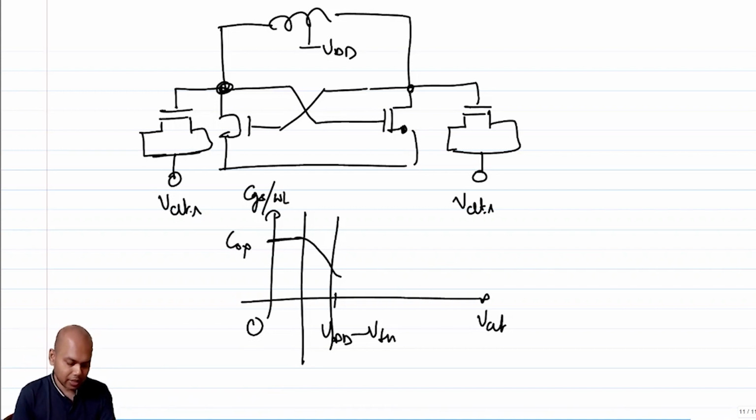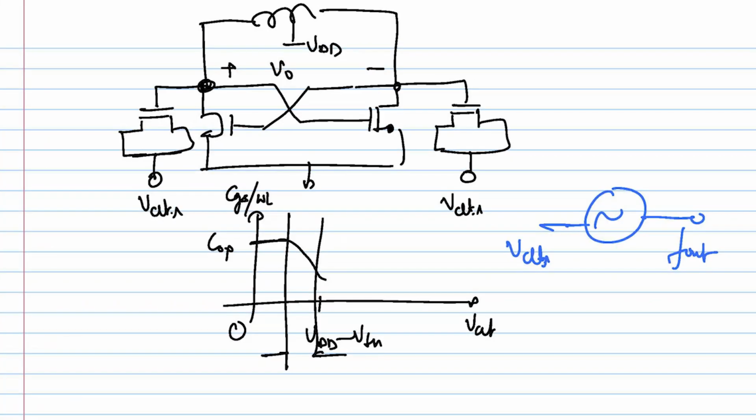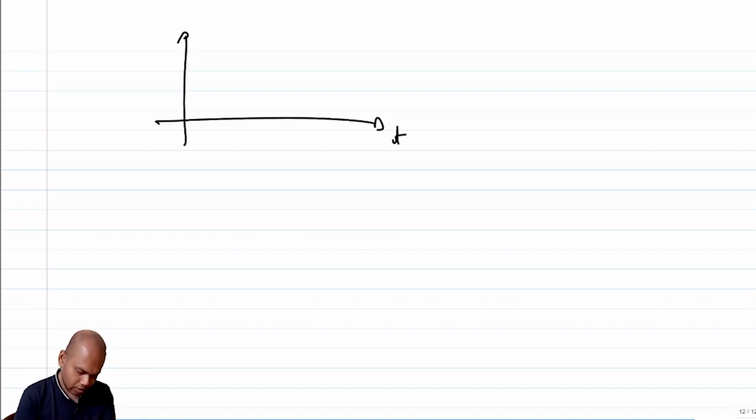Which essentially means that if I check the frequency, let's say with respect to time, I increase my control voltage, right?